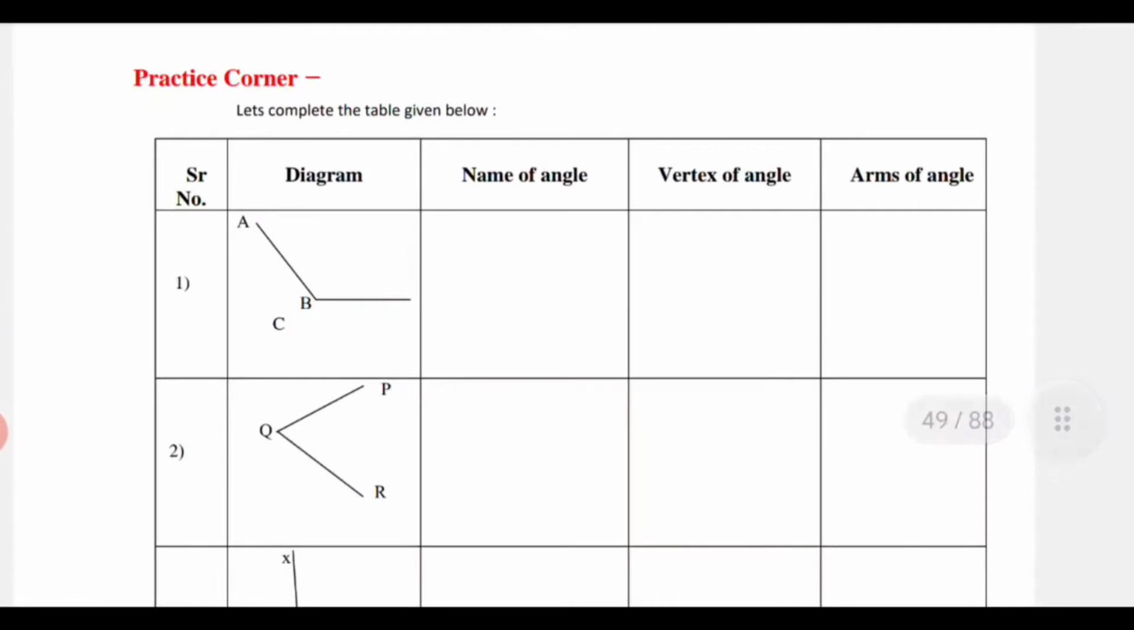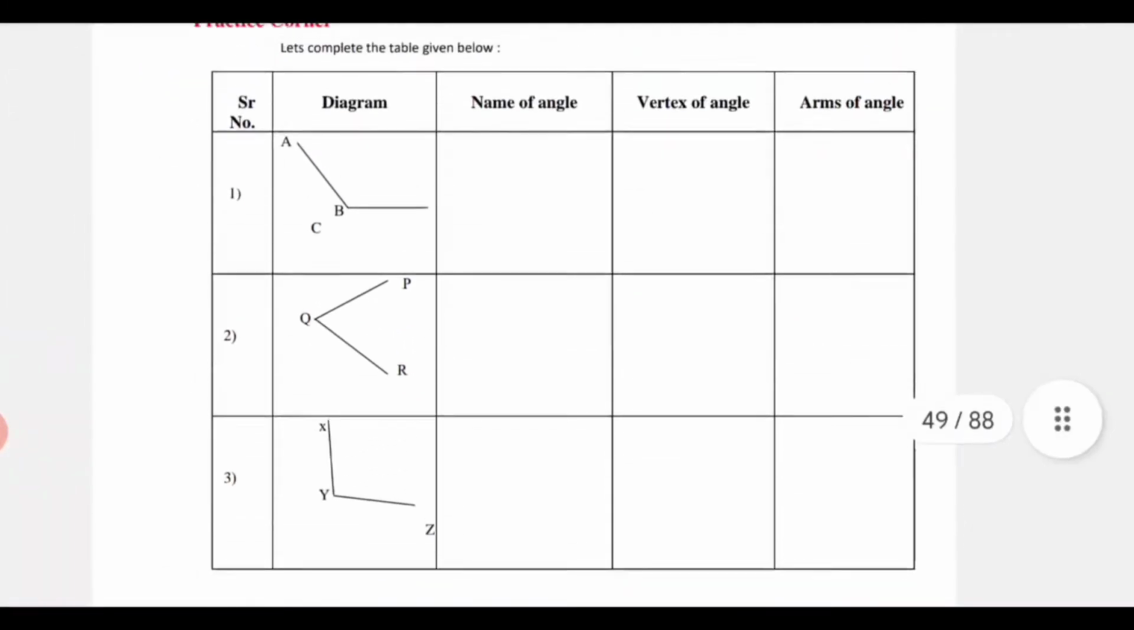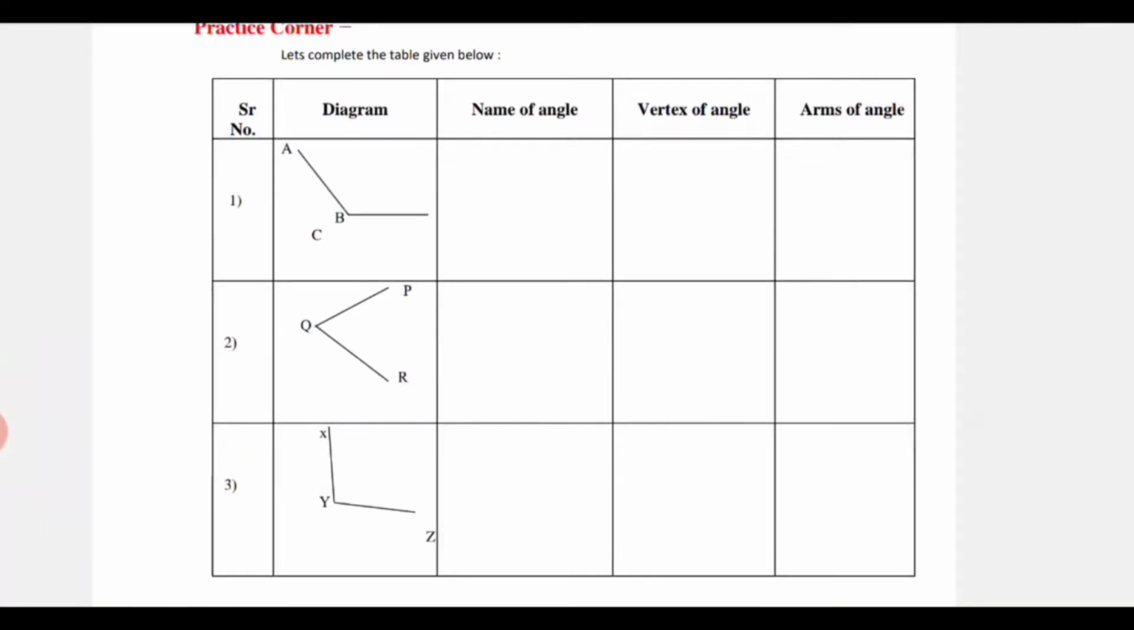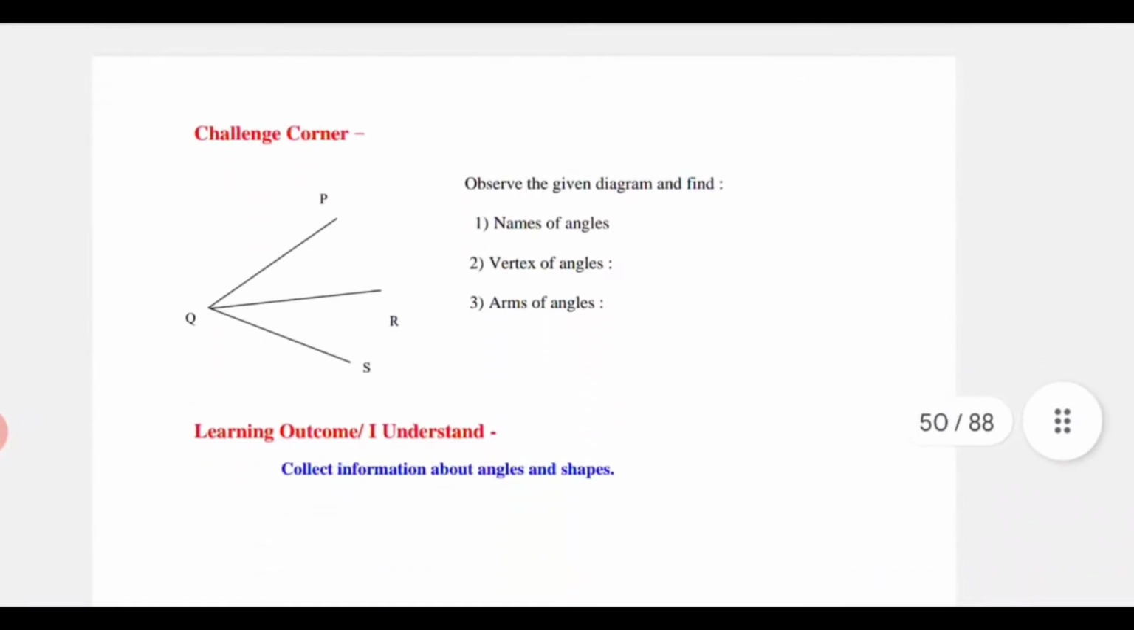So now let us see what is there in the practice corner. In the practice corner we have to complete the given table. We are given diagrams of angles and we have to write the names of the angle, the vertex of the angle and the arms of the angle. After that, in the challenge corner also we have to observe the given diagram and find the names of the angle, vertex of the angle and arms of the angle. So let us solve this in our notebook.